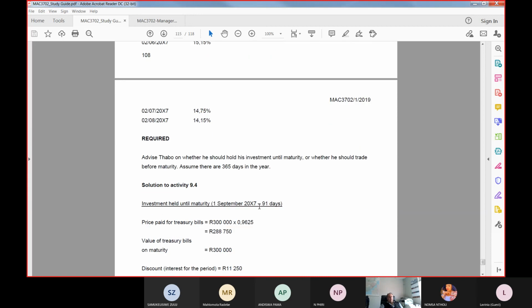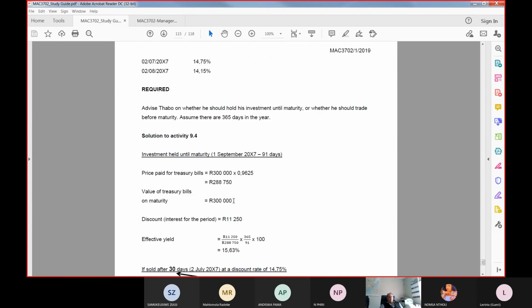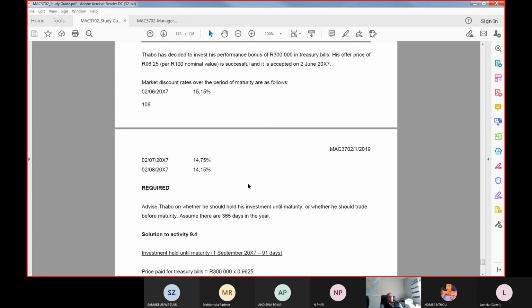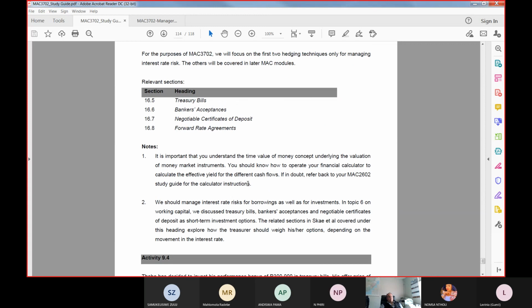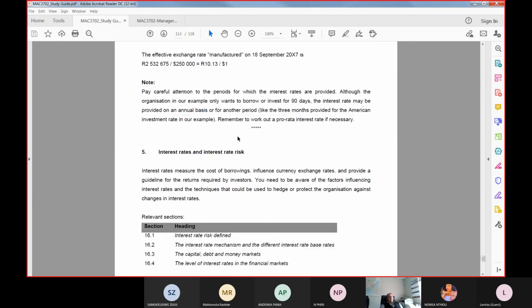Okay, now basically it's similar to the previous one, but now you're borrowing money. What is the effective interest rate that you have to calculate? On the previous one here, we calculated the effective exchange rate, and that will be the effective interest rate.